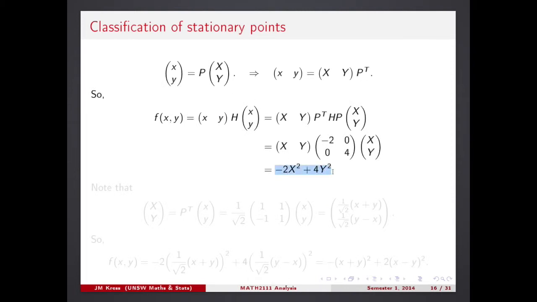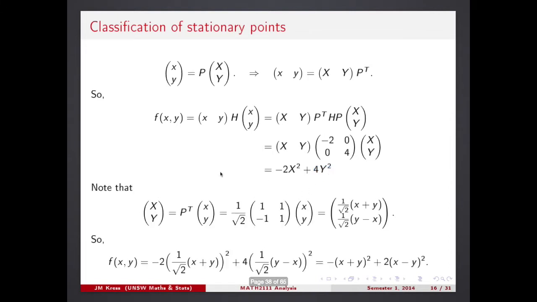a combination of pure squares. In this case, it's a saddle point because you can find one approach, when you vanish capital Y, which keeps the negative values. On the other hand, if you keep the capital X at 0, you will have the function always positive. That's why you have a saddle point in this case.